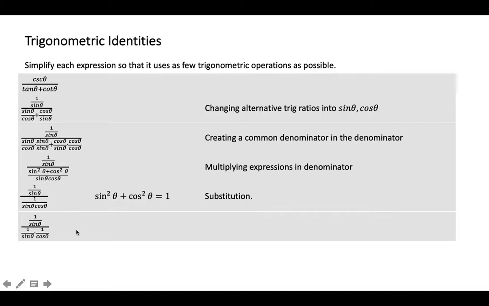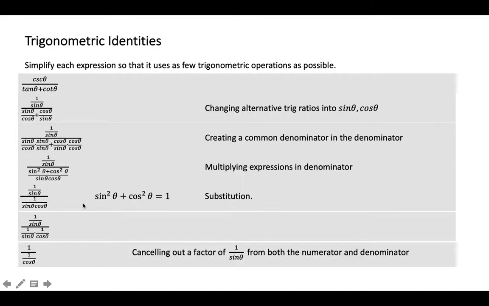I am going to split up the denominator into two factors, 1 over sine theta times 1 over cosine theta. My next step is I would cancel out a factor of 1 over sine theta from both the numerator and the denominator. And if I was to read this aloud, it would be 1 over 1 over cosine theta. Or another way to say it is the reciprocal of 1 over cosine theta, which is simply cosine theta.